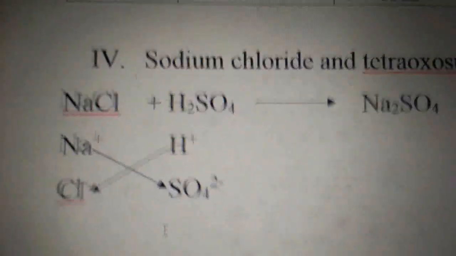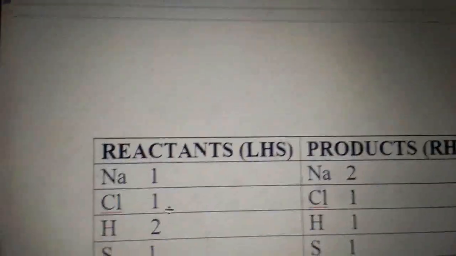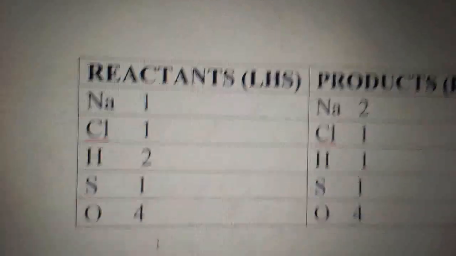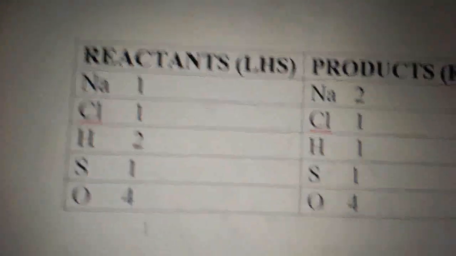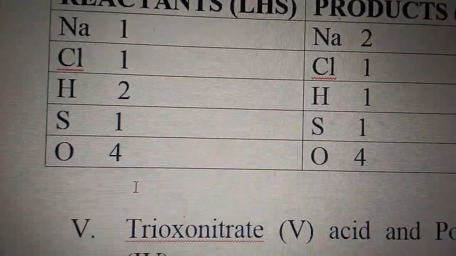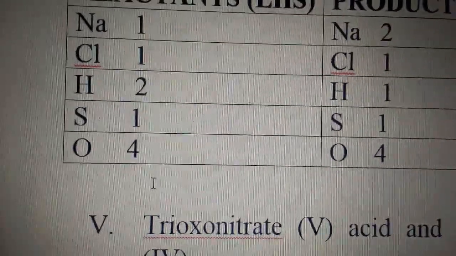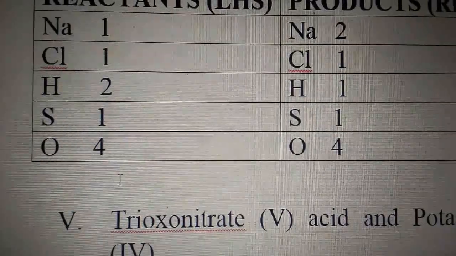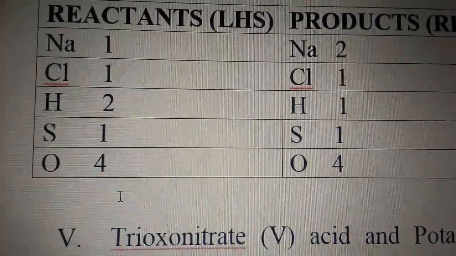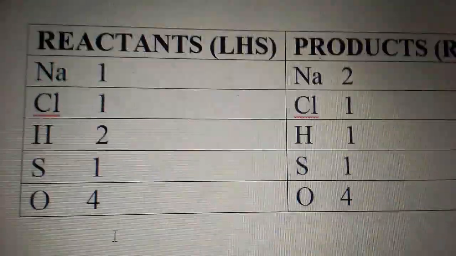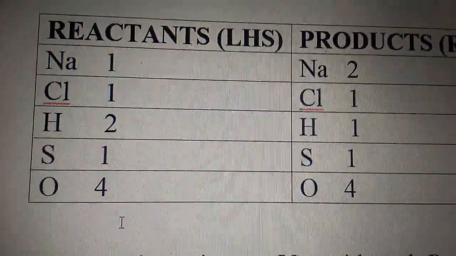So let's look at the table underneath and see whether the equation is balanced or not. We're going to judge whether it's balanced. We have this table. Sodium is 1 on the left hand side, 2 on the product side. Chlorine is 1 on the left, 1 on the product side. Hydrogen is 2 on the left, 1 on the product side. Sulfur is 1 on the left, 1 on the product side. Oxygen is 4 and 4. When we look at the reaction, the only elements balanced are chlorine, sulfur and oxygen, whereas sodium and hydrogen are unbalanced.